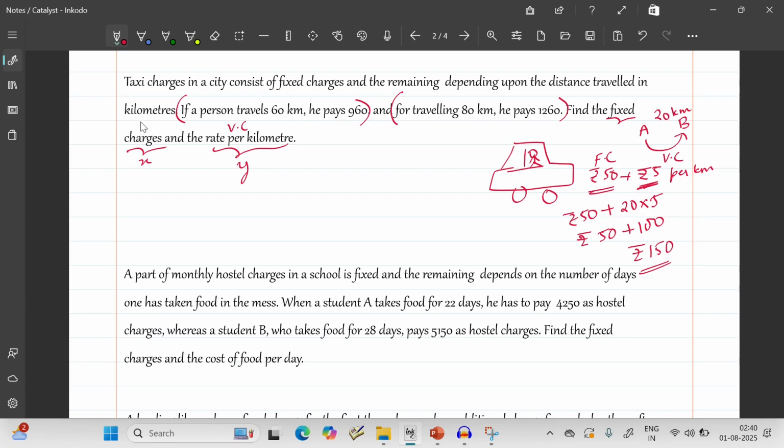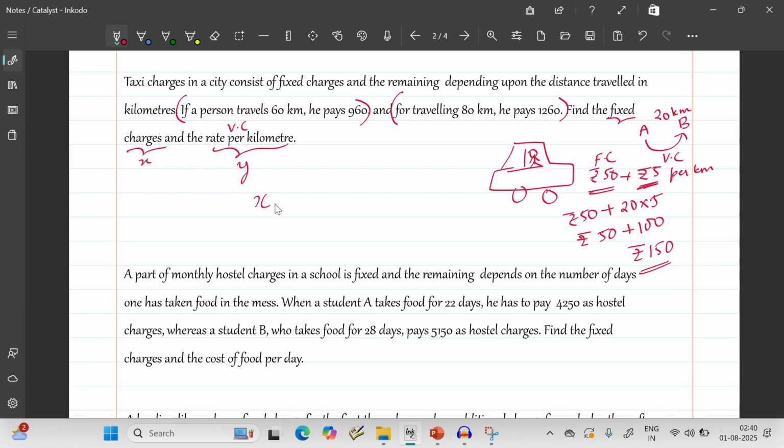Okay, from here to here you get one equation, from here to here you get another equation. Now what will be the equation? See, a person travels 60 kilometers. Now he is going 60 kilometers. Okay, so he has to pay some fixed charge. What is the fixed charge? In this example we have taken it as x rupees.